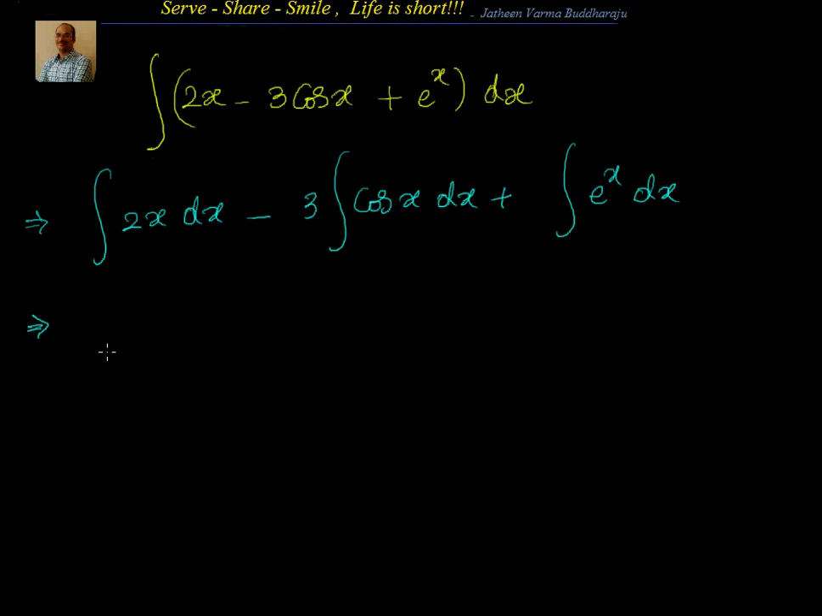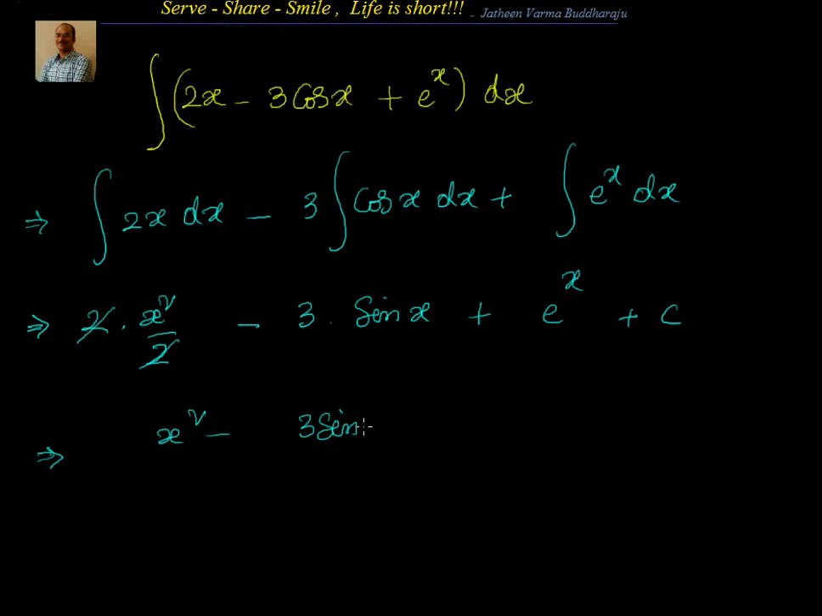We know 2 I can take out. Integral of x dx is, according to the formula, x square by 2 minus 3 into integral of cos x, which is sin x, we know that, plus integral of e power x, which is e power x, plus constant. If I simplify, I can cancel 2 and 2. I'll have x square minus 3 sin x plus e power x plus c.